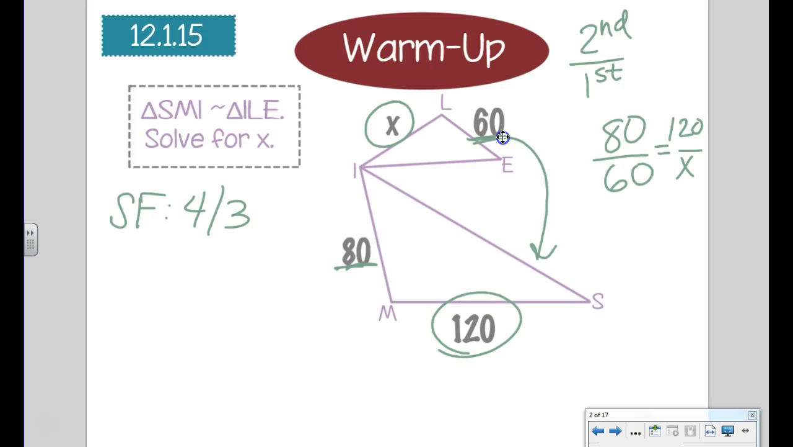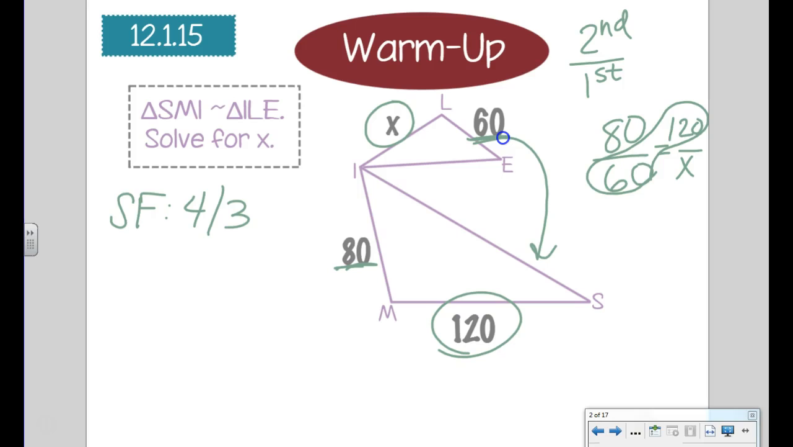Please cross multiply. Jonathan, tell me what you get when you cross multiply. 60 times 120 divided by 80. That's how you cross multiply. 60 times 120 divided by 80. 90. So the missing side is 90.